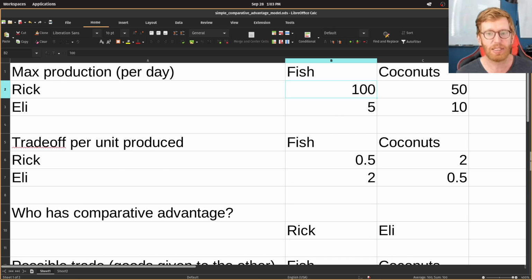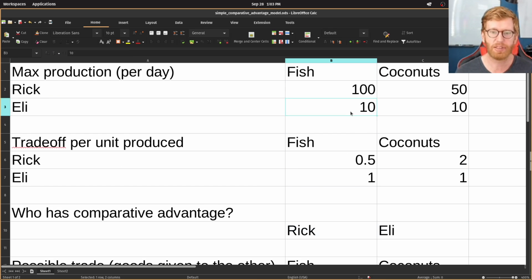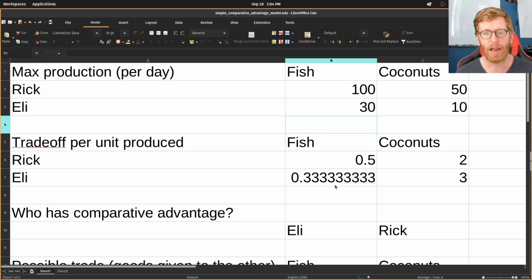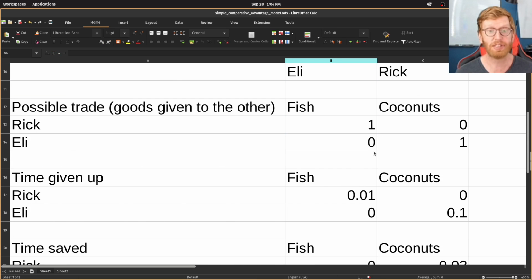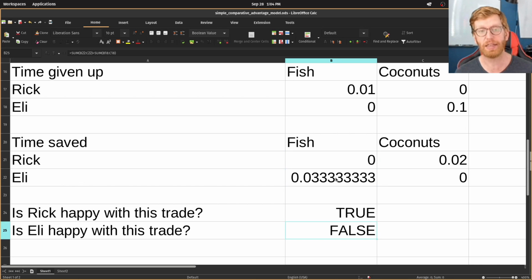We can change these in different ways. So we can ask, what if Eli gets better at fishing? Now our costs change. Our comparative advantage in this case didn't shift. If we kept increasing this, if we made this say 30, we're going to see our comparative advantage is going to flip. Now that we've got a different set of numbers, a different set of trade-offs, this trade is no longer mutually beneficial. In this case, I'm happy with it, but Eli isn't.